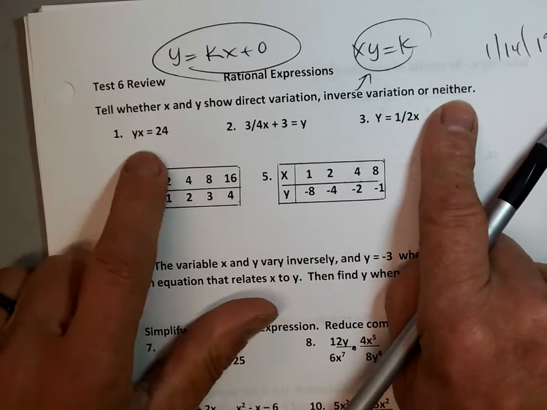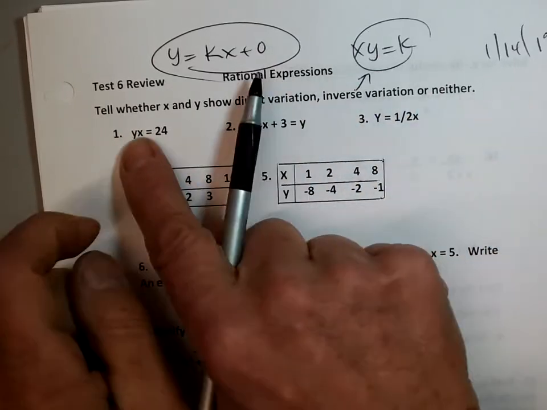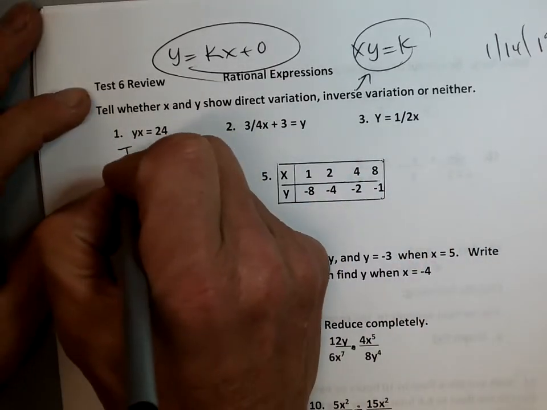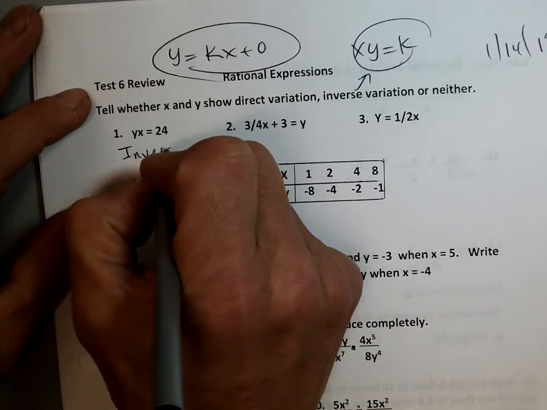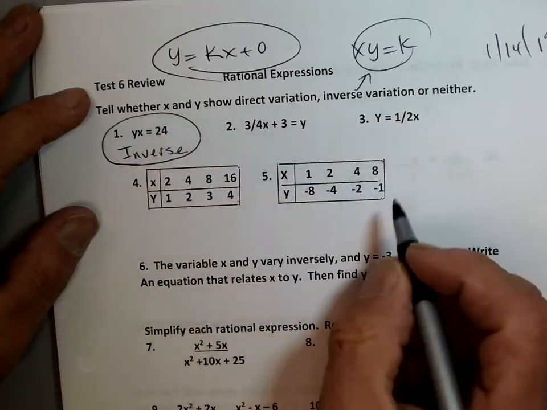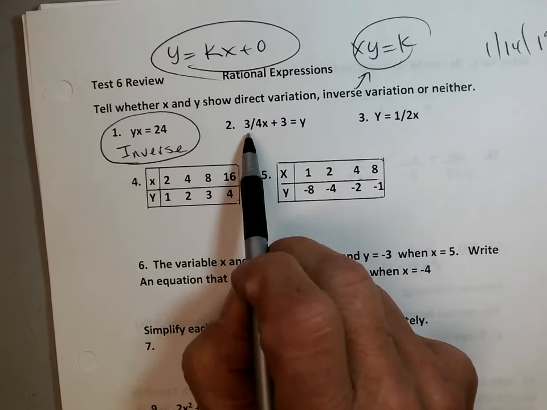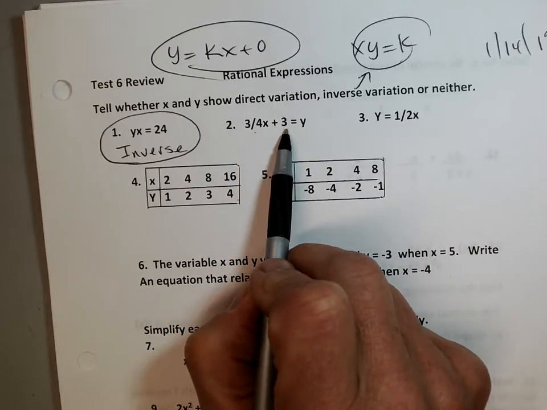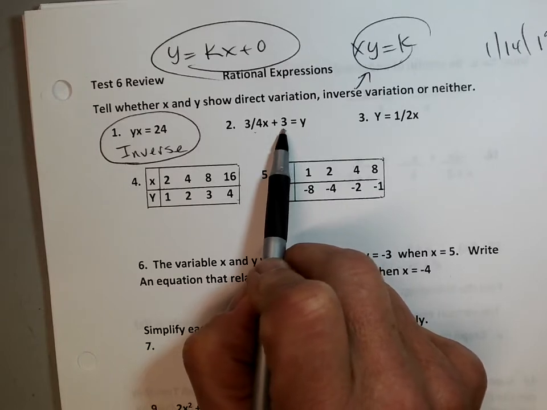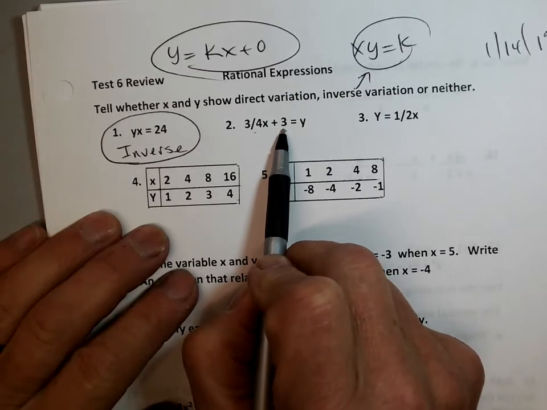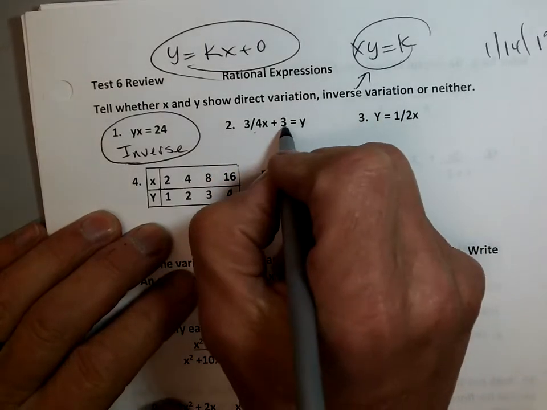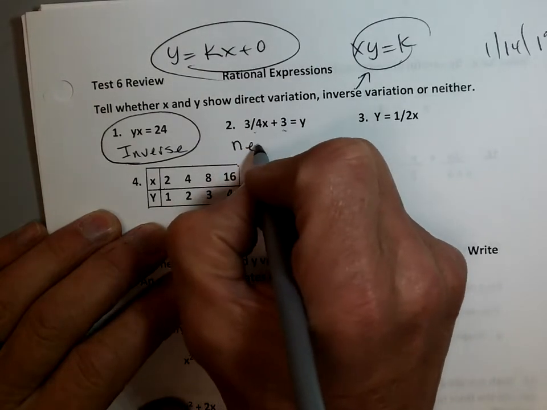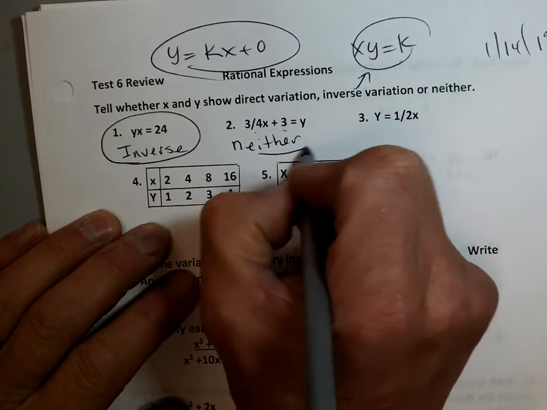Right off the bat, number 1, that's definitely got to be inverse. It fits the model: x times y equals a number. Number 2, it's straight, but it doesn't go through 0, so it's neither direct nor inverse. Because of the plus 3, it does not start at the origin. So we're going to say neither, because it starts at plus 3.